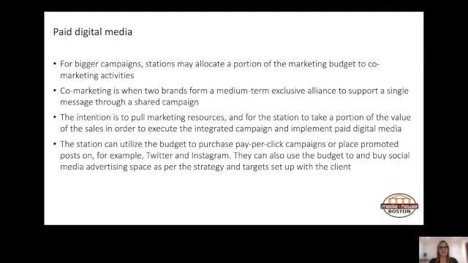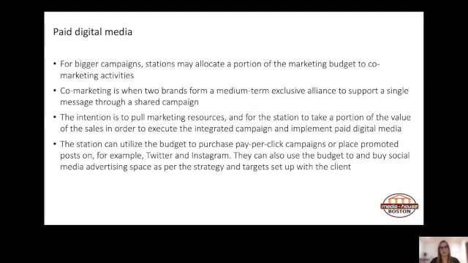For big campaigns, the station may allocate a portion of the marketing budget to co-marketing activities. Co-marketing is when two brands, in this case, a radio station and the client's brand, come together to bring one campaign message across. The intention is to pool marketing resources and for the station to take a portion of the value of the sales in order to execute the integrated campaign and implement paid digital media.